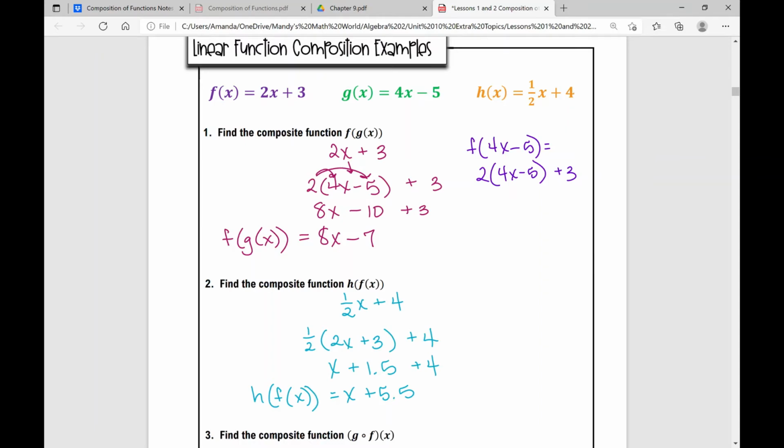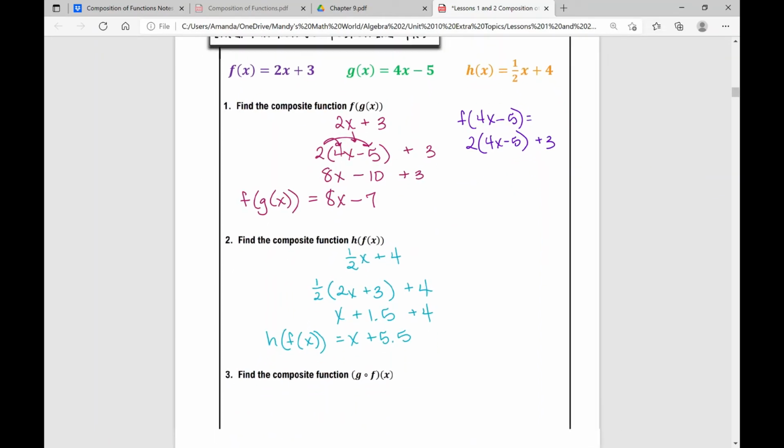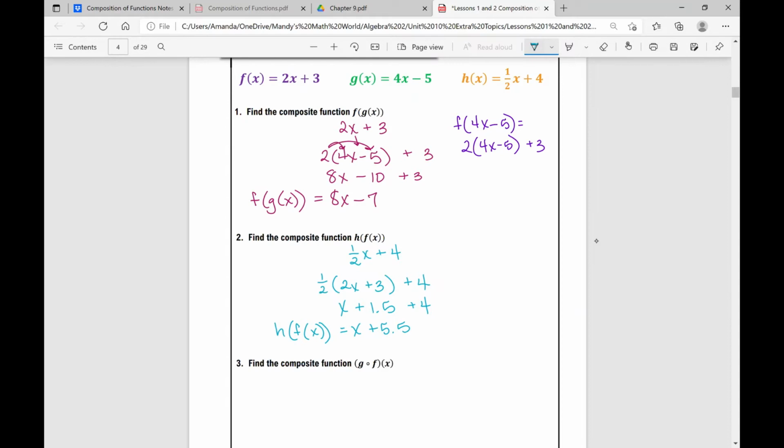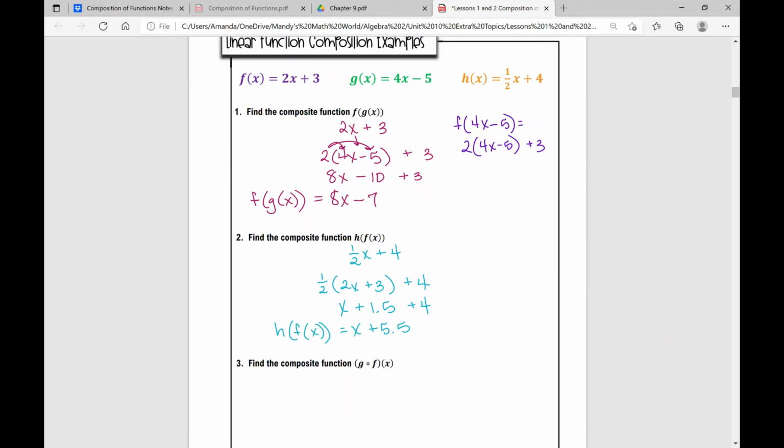So let's move on to example number 3, and I'm going to write the functions first, and then I'll zoom in so you can really see that. So in example number 3, it says find the composite function, and I have it written this way just because you may see it written this way, okay? This means the same thing. This g of f of x, this means the same thing, and let's write that down.